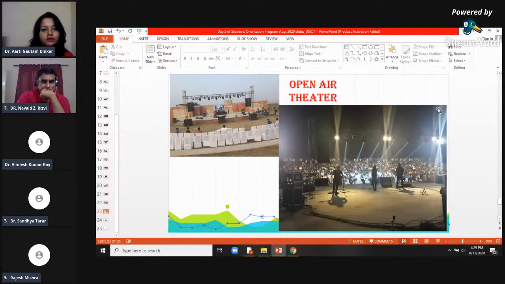And here I would like to show the open air theater. In this pic, it is being made ready for the star night. In the evening we have the star night, because some celebrities and some personalities also visit our campus for performances and all, for students' entertainment. So all these things go on in our campus throughout the year.